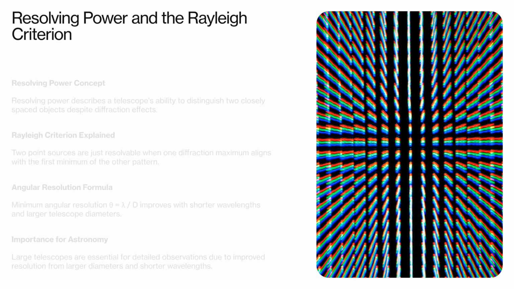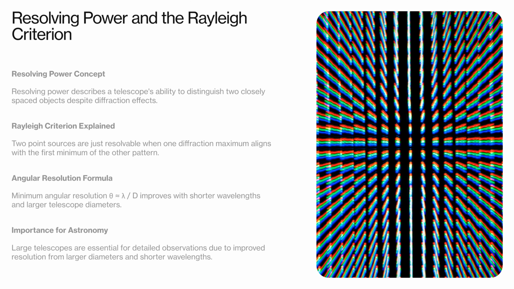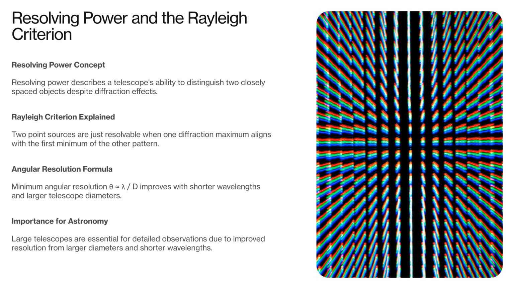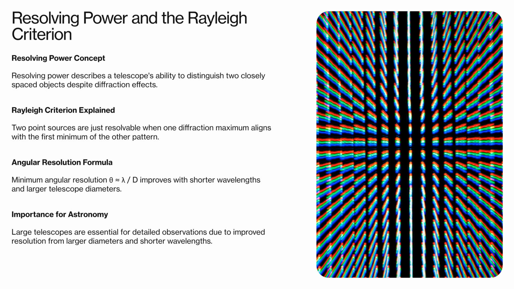The resolving power of a telescope describes its ability to distinguish between two closely spaced objects. Due to diffraction, even a perfect optical system produces diffraction patterns rather than sharp points. The Rayleigh criterion states that two point sources are just resolvable when the principal maximum of one diffraction pattern coincides with the first minimum of the other.